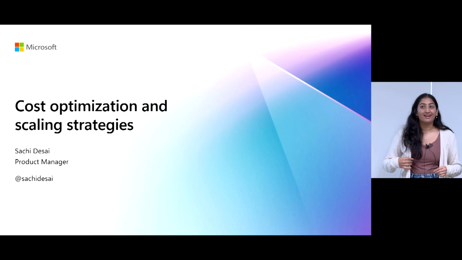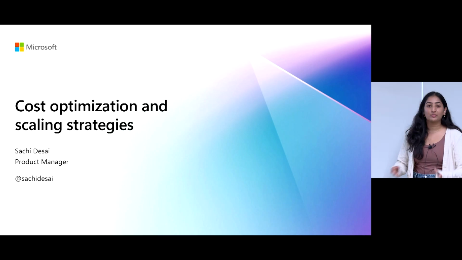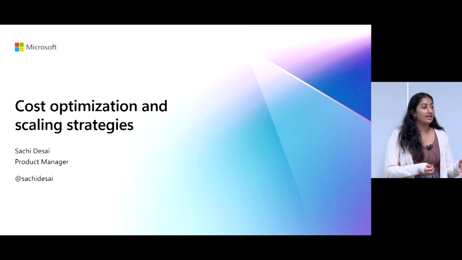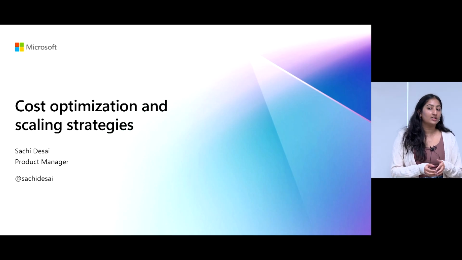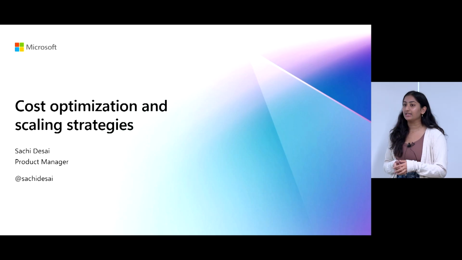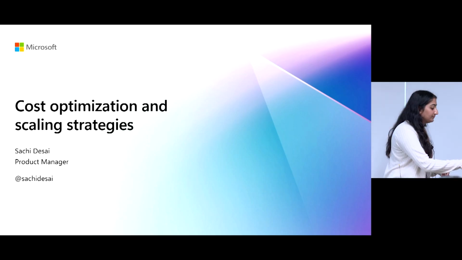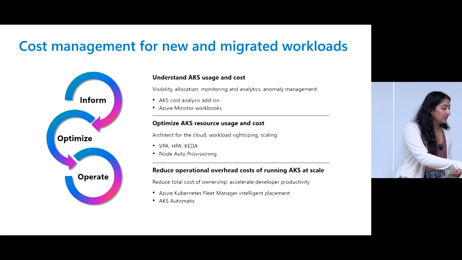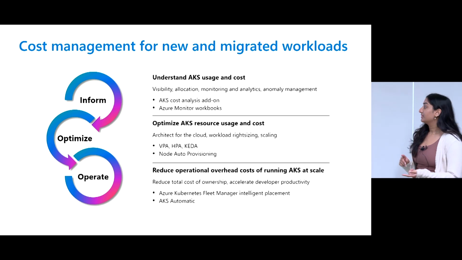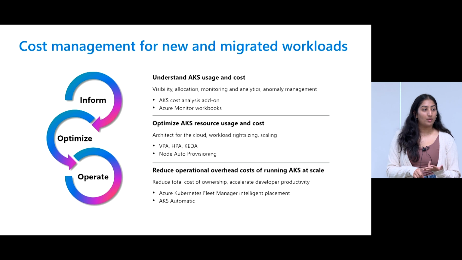Sorry about that. And yeah, different approaches for short-term and long-term cost optimization, and really going into the 3 pillars of how AKS approaches cost optimization and how we want our customers and end users to be viewing it as well. So for new and migrated workloads, we want to look at these 3 steps: inform, optimize, and operate.